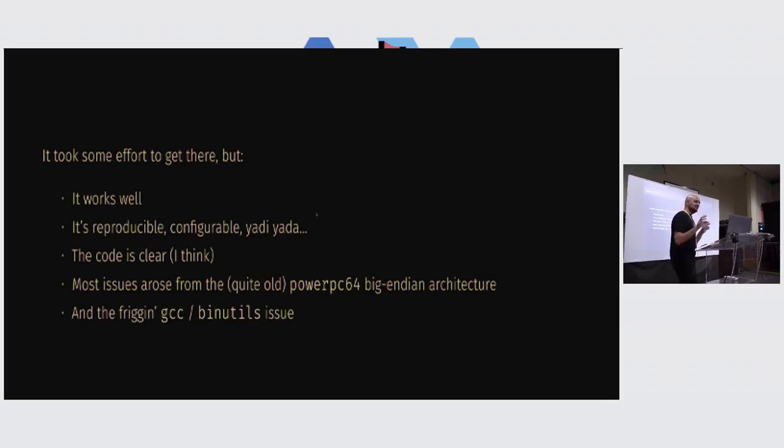And the reproducibility of Nix really isn't a myth because the screenshot of the errors that I showed you are very recent. I just went back in time to an old commit and just commented out the workarounds, and I could get exactly the errors that I did when I did the project. The code is clear, I think. I mean, I'm obviously biased, but this is what I think. And most issues arose from the fact that the PowerPC64 architecture, big endian variant, is quite old and sometimes misunderstood. Poor architecture. And also the very weird GCC binutils issue, which is also PowerPC64 specific.